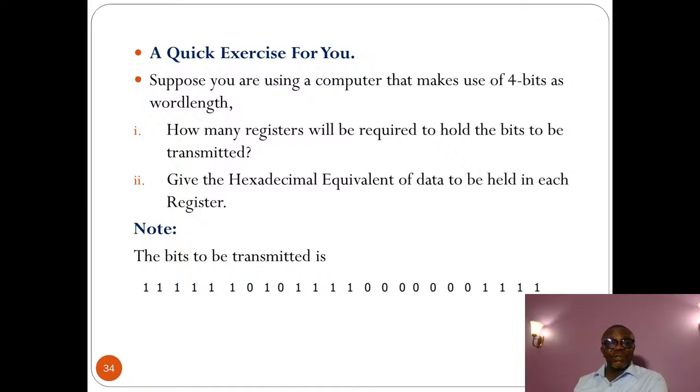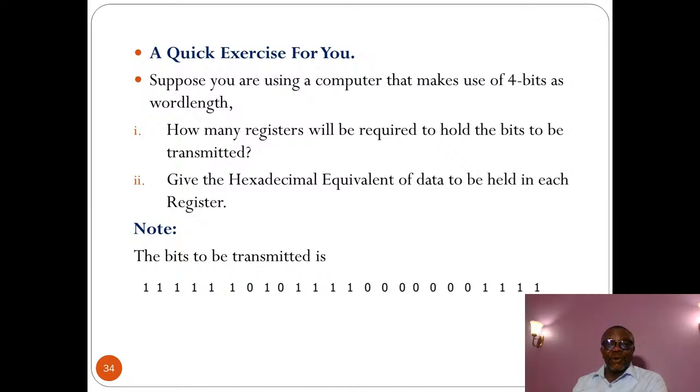So the second question is, give us the hexadecimal equivalent of data to be held in each register. We repeat. Question 1 says, if this is a 4-bit word system, how many registers will we have in transmitting all this string of binary numbers? Now, what will be the data that will be stored in hexadecimal in each of the registers?